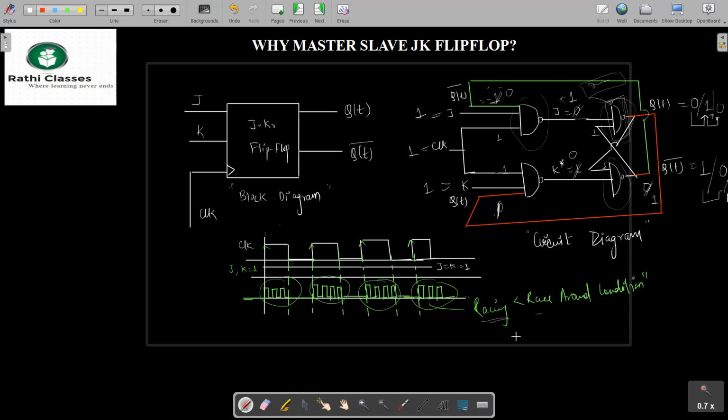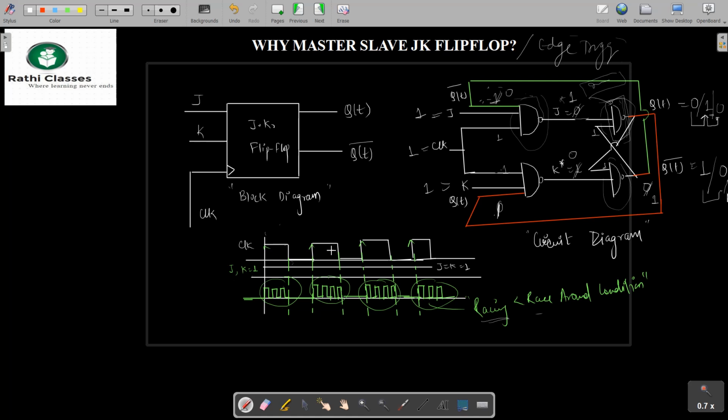In order to eliminate such a situation, the evolution of master slave or edge triggering came into the picture. Now I'll be discussing edge triggering. Before that, as you all know, in order to generate the output, as we have used a NAND gate, there is a propagation time required for the NAND gate to generate the output. So what if the propagation delay is much more?